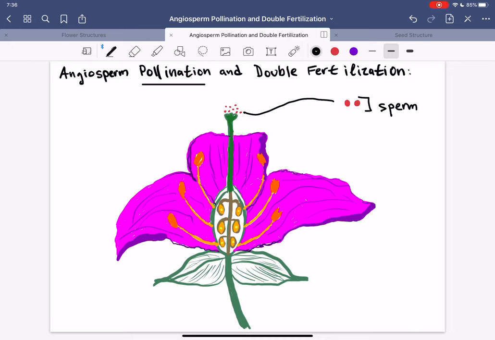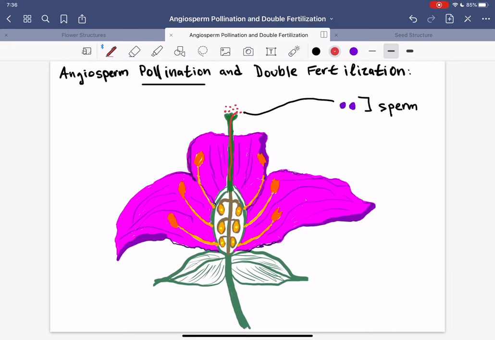And maybe I'll use a different color for that. So let me erase this just to distinguish between the pollen grains and the sperm. Let's use purple. Okay, so one of those red dots is going to become two purple dots. And basically, a few things are going to happen. First, part of the pollen grain that we're talking about is going to grow into this long tube, which I'm drawing in red.